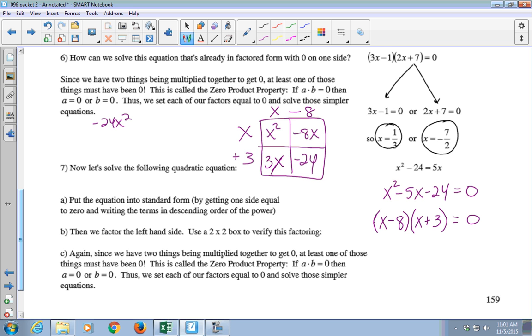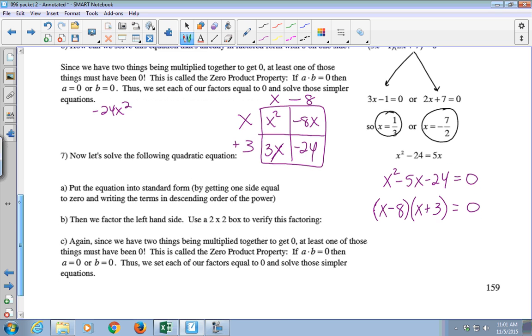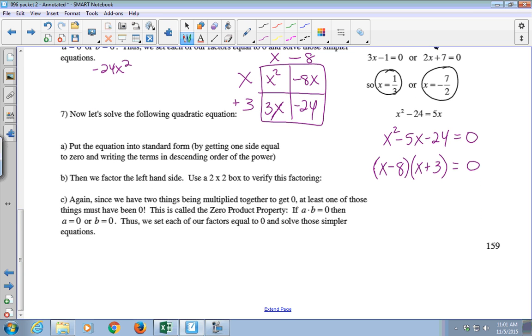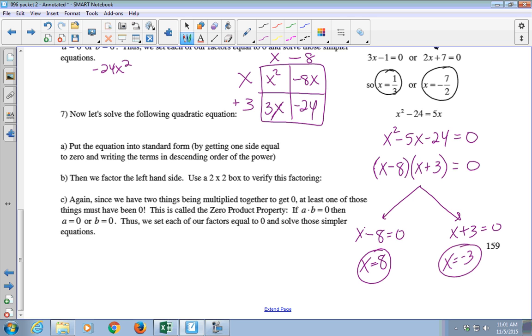And then I have two things being multiplied together. That's two numbers being multiplied together, and the answer is 0. At least one of them has to be 0. So I break this into two separate equations. X minus 8 is 0, or x plus 3 is 0. Solve each of them separately, and we get x equals 8, and x equals -3 are my two solutions.